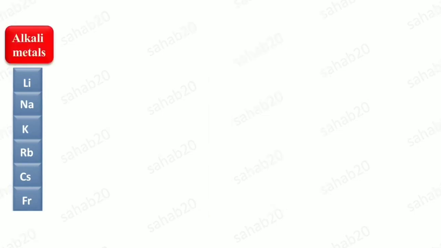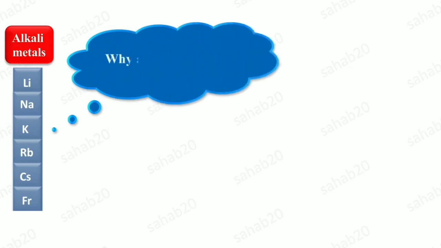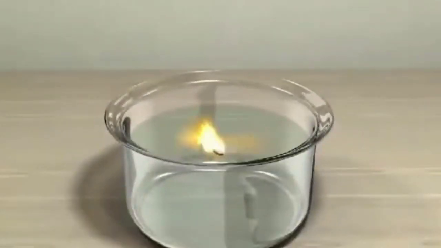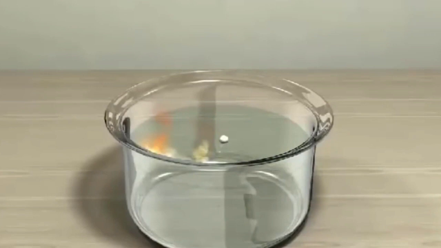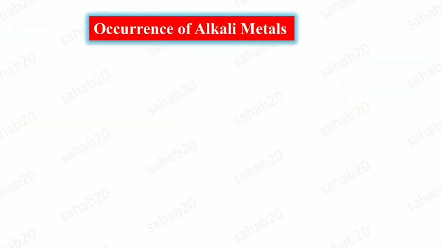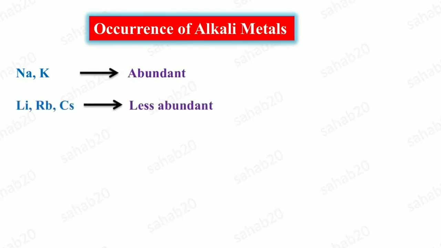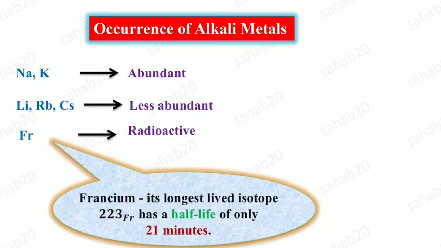Why are the elements of group 1 called alkali metals? Group 1 elements readily react with water and form hydroxides. These hydroxides are alkaline in nature, therefore they are called alkali metals. Occurrence of alkali metals. Among the alkali metals, sodium and potassium are abundant metals. Lithium, rubidium, cesium are less abundant elements, whereas francium is a radioactive metal.